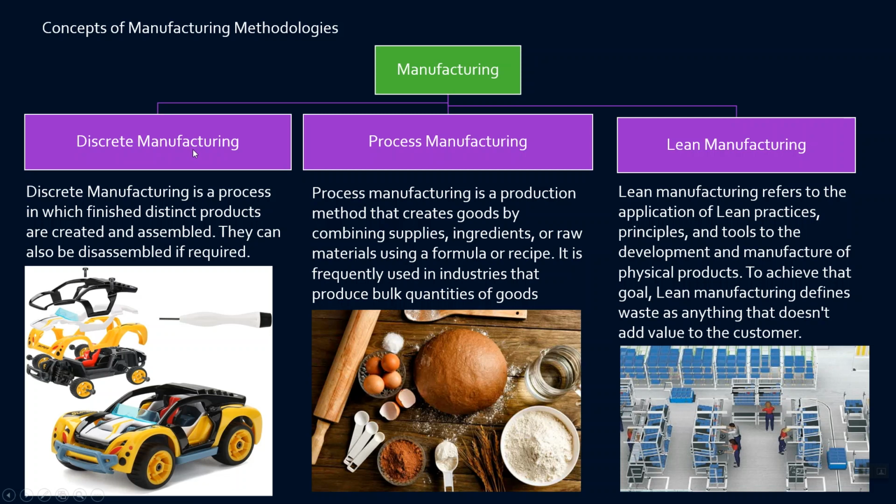It is very easy to identify what items or products fall under discrete manufacturing. These are items which you can dismantle and assemble. When you disassemble, you will find each and every product in its original state. This means that it is a discrete manufacturing product.